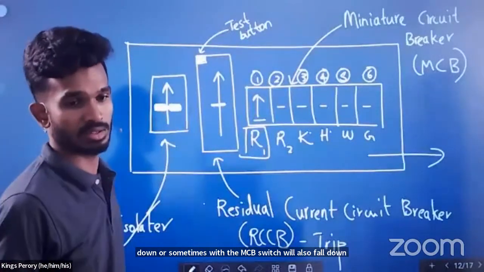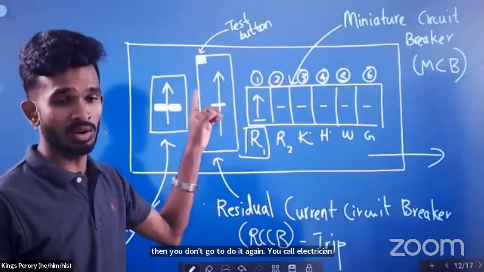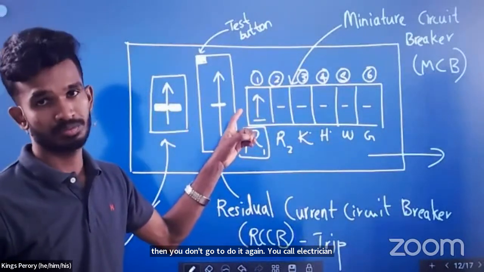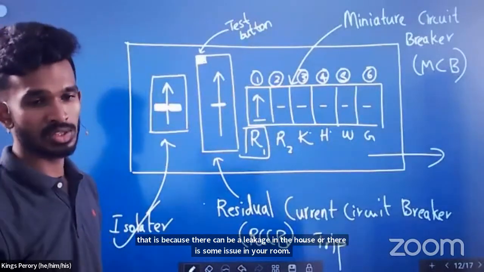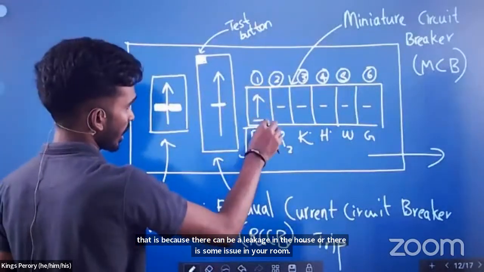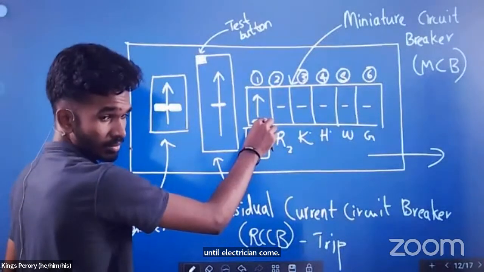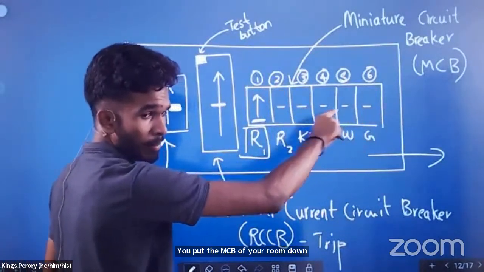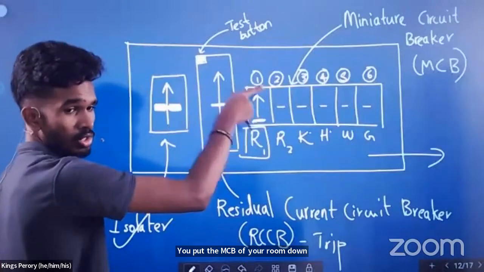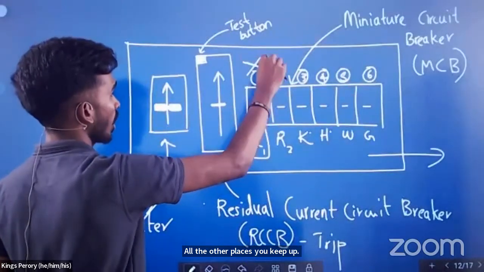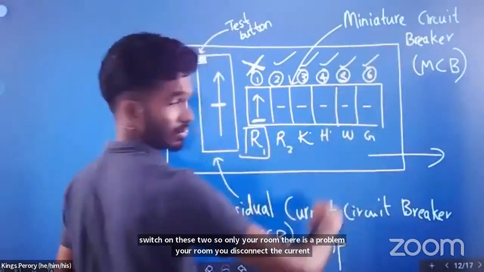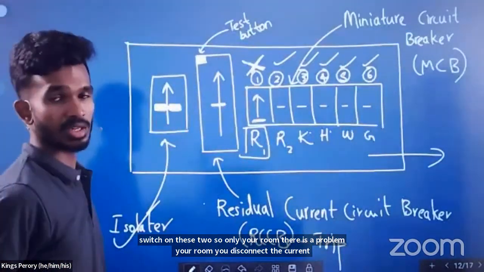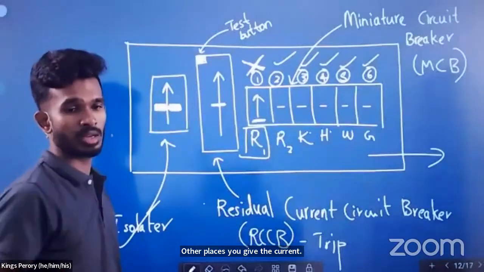You call an electrician. That is because there can be a leakage in the house or there is some issue in your room. Until the electrician comes, you put the MCB of your room down, all the other places you keep up, you switch on these two. So only your room, there's a problem. Your room, you disconnect the current. Other places, you give the current. Until the electrician comes, you can make it work.